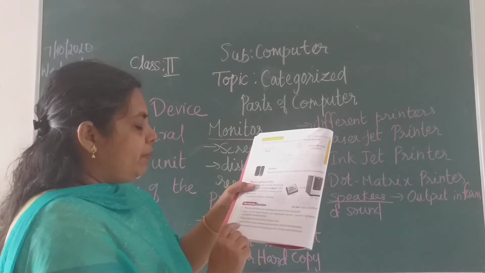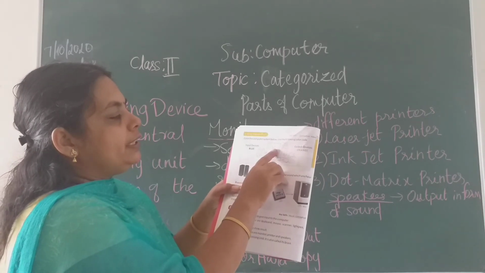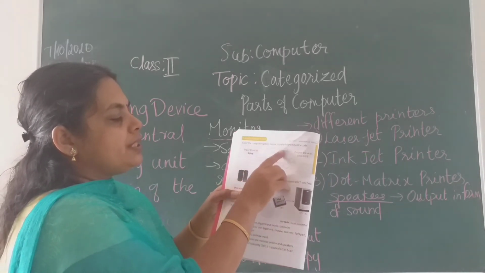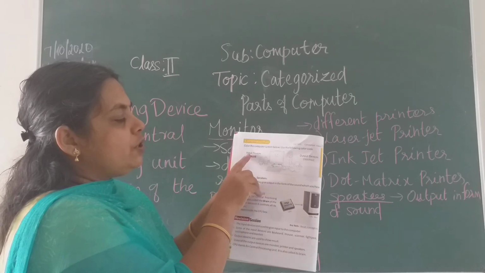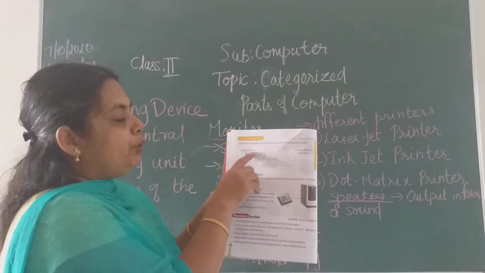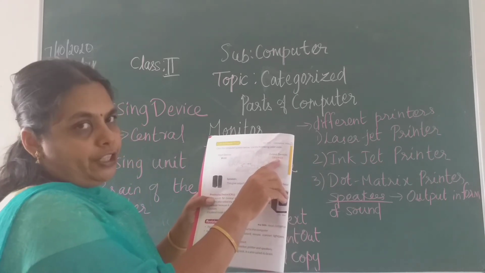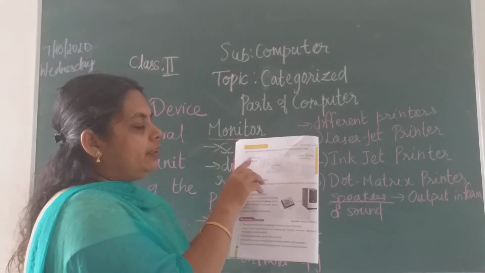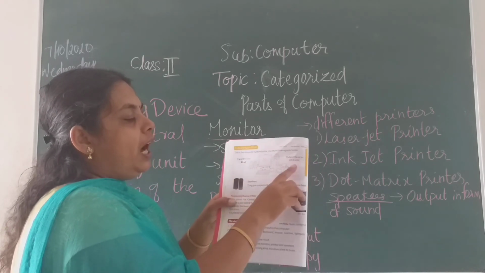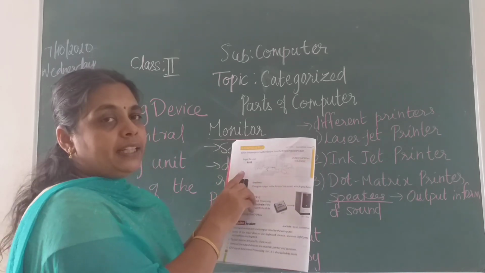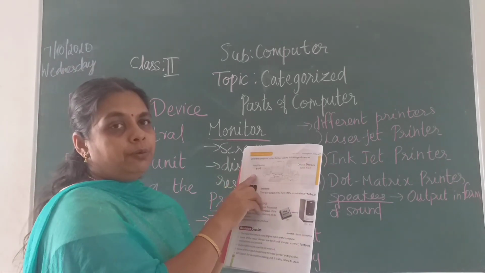And on page number 14 you can color this computer system, children. They have told us to color input devices with blue color and output devices with orange color. So identify which are input devices and output devices and color them in the respective colors, children.